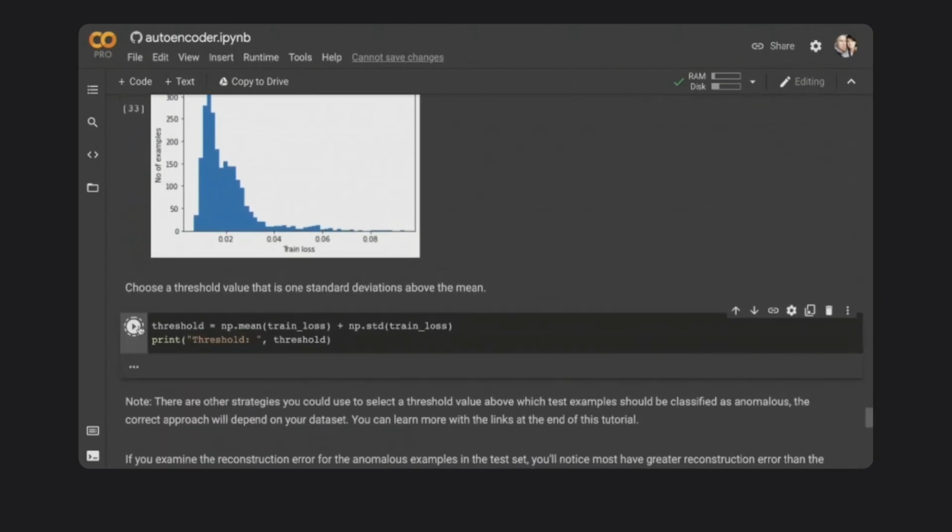And so if I just take the training loss data, the mean of that, the standard deviations, calculate the thresholds. In this case, it's a little bit different from the one I had in the slides, but it's in the same kind of ballpark. It's about 0.030.